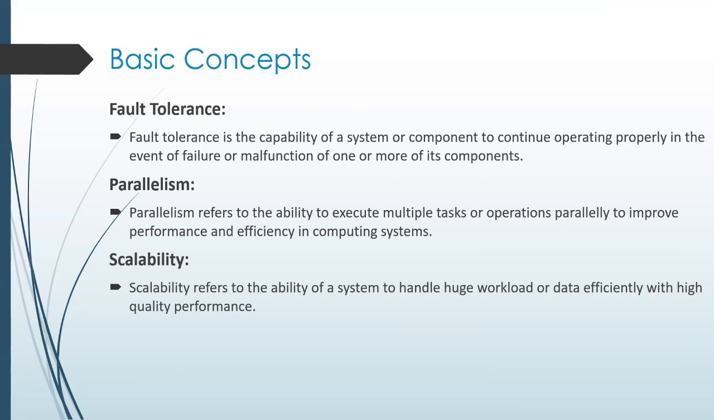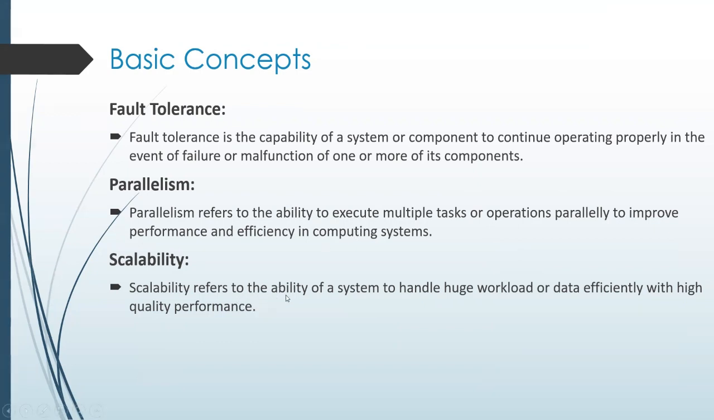Parallelism. Parallelism refers to the ability to execute multiple tasks or operations in parallel to improve performance and efficiency in computing systems. In parallelism, tasks are broken down into smaller subtasks that can be executed independently across multiple CPU cores or distributed nodes in a cluster. So here we can see pipeline parallelism, where tasks are divided into stages with each stage occurring in parallel.